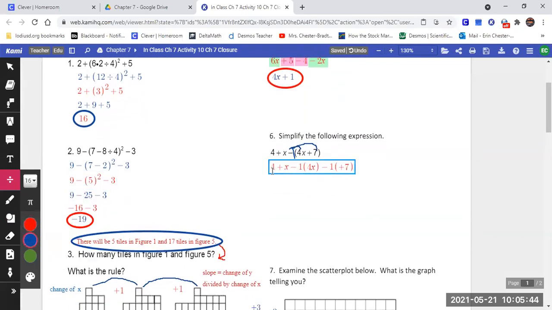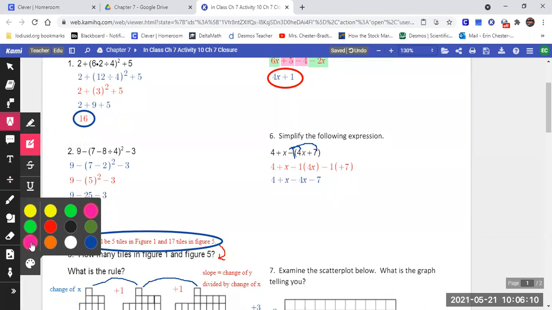Cleaning up. Is the 4 changing? Is the first x changing? Is anything happening with those? No, so we just write them down. 4 plus x, then we do the math. Negative 1 times 4x is negative 4x. Negative 1 times positive 7 is negative 7.